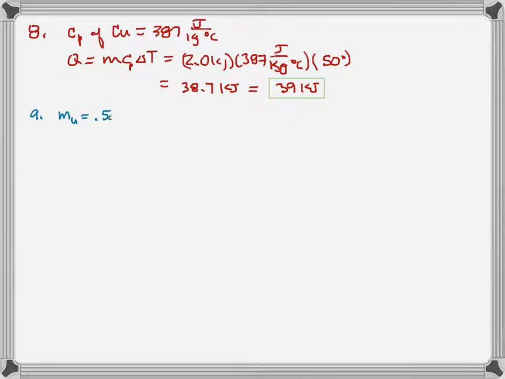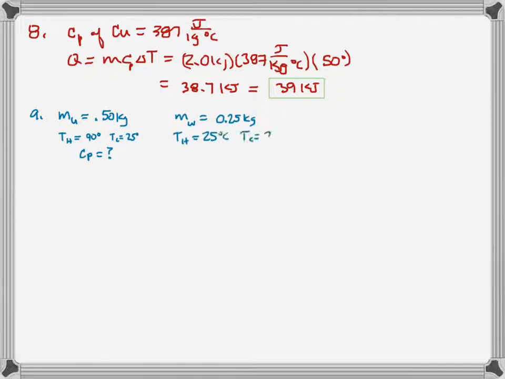Okay, number 9. Number 9 is another calorimetry problem. In this case, we have a solid. We don't know what its value for C sub P is, but we do know it starts off at 90 degrees, so that's going to be the hot temperature, and it's going to cool off to 25 degrees. And we're going to dunk it in water, and we know we have 0.25 kilograms of water.